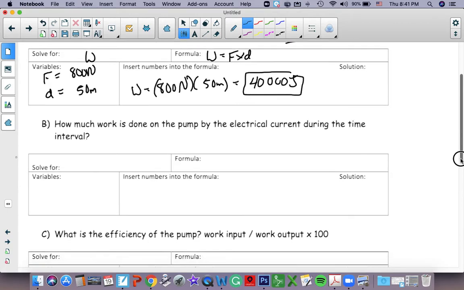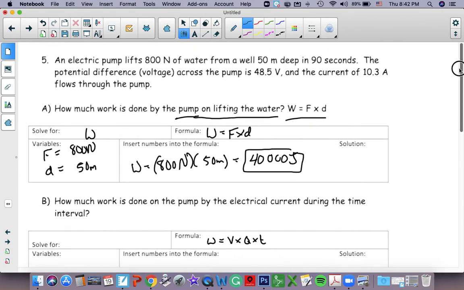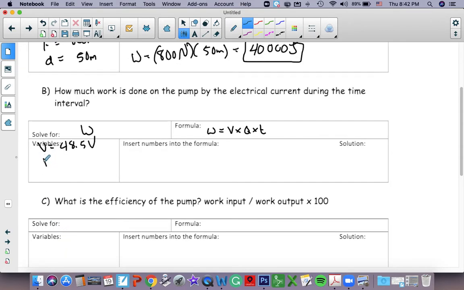And there is actually a part C to this question as well. We're looking for electrical work. So we have work equals volts times current times time. Let's make sure that's the one we're using. We have a current, we have a voltage, and we have a time. So yes, solve for the work again. I'm going to write my variables down here. Volts equals 48.5, and 90 seconds and 10.3 amps. So current is 10.3 amps, and time is 90 seconds. Everything is good, so let's just plug them in.